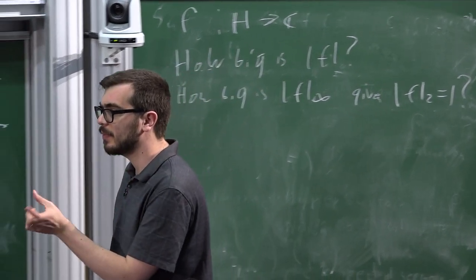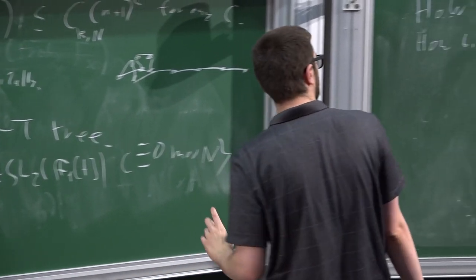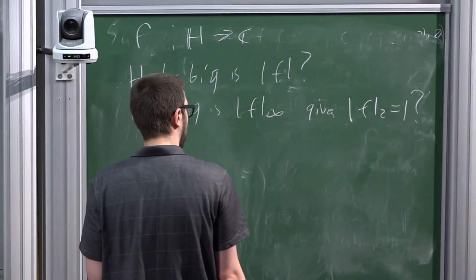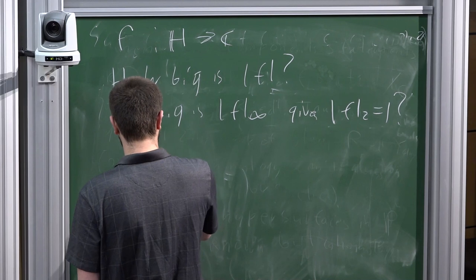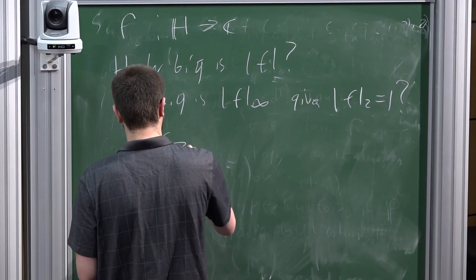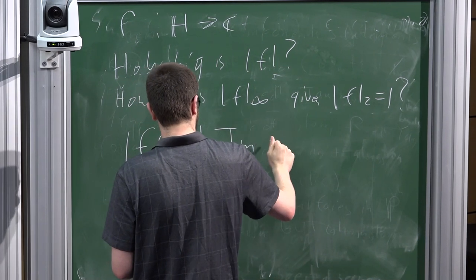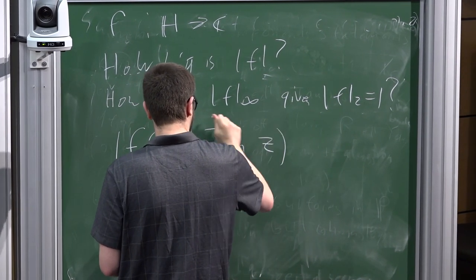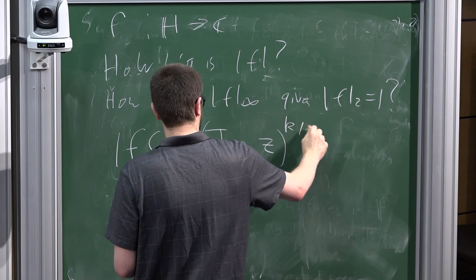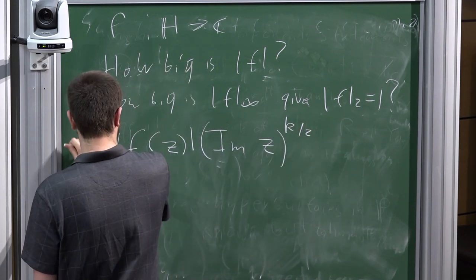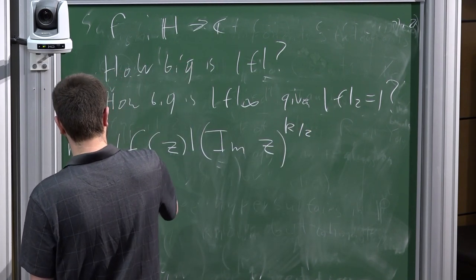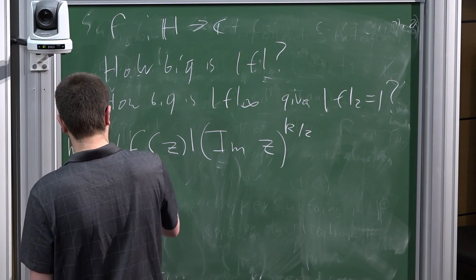So in the classical setting, because it's not quite invariant under gamma_0(N), you have to be a little more careful. So the right thing to do is take the size of f(z) times the imaginary part of z raised to the power k over 2, and take the max of this for z in the upper half plane.